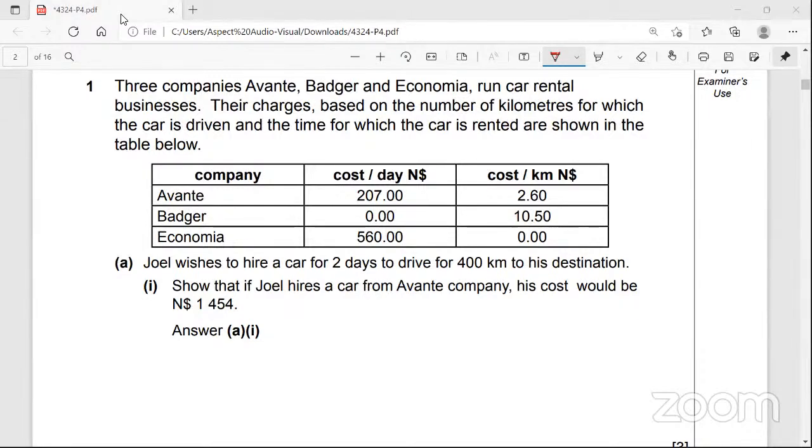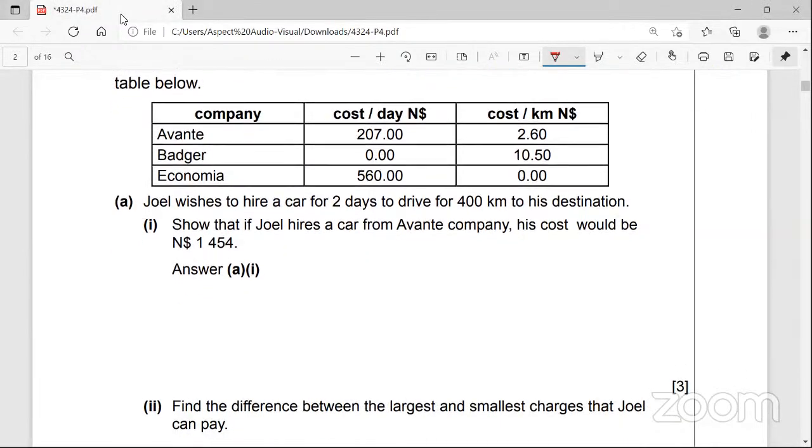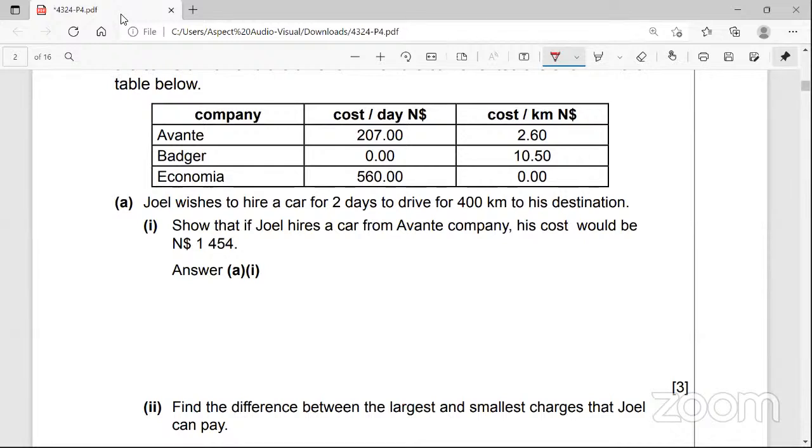Question A says that Joel wishes to hire a car for 2 days to drive 400 kilometers to his destination, so that if Joel hires a car from Aventure, his cost would be $1,454. So this company charges $207 per day, and also $2.60 per kilometer altogether.